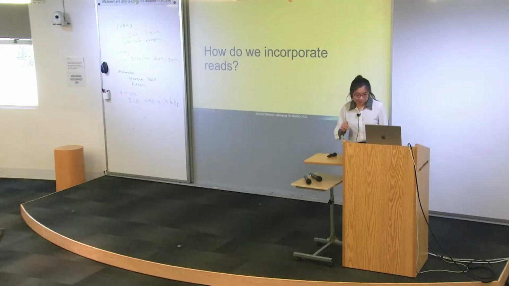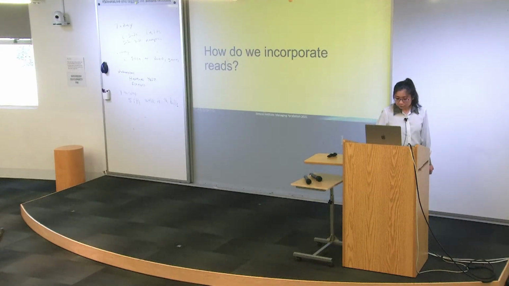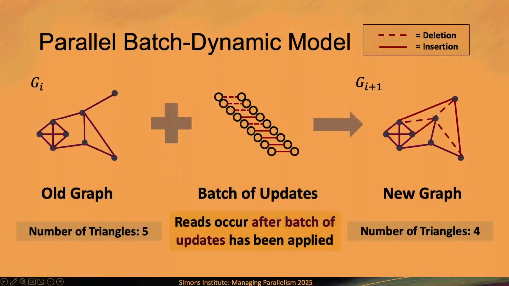Okay, so let me jump into how we incorporate reads. So far, what I've discussed is only updates. You have some number of updates, and then you process the updates in your graph, and then you maintain your graph property after you process the updates. So far, I haven't talked at all about how to do reads.